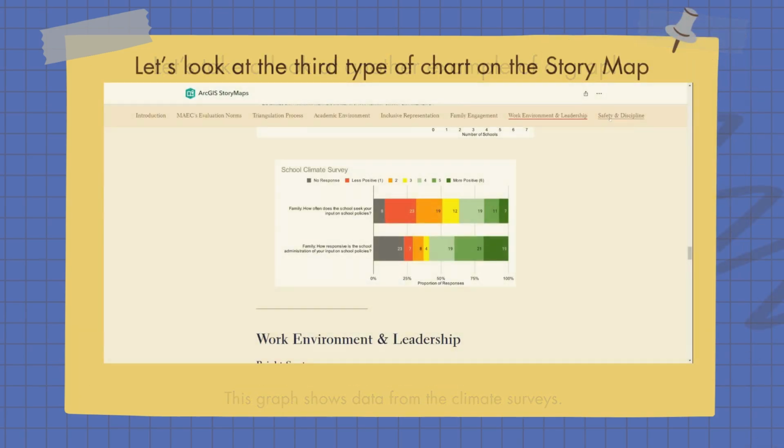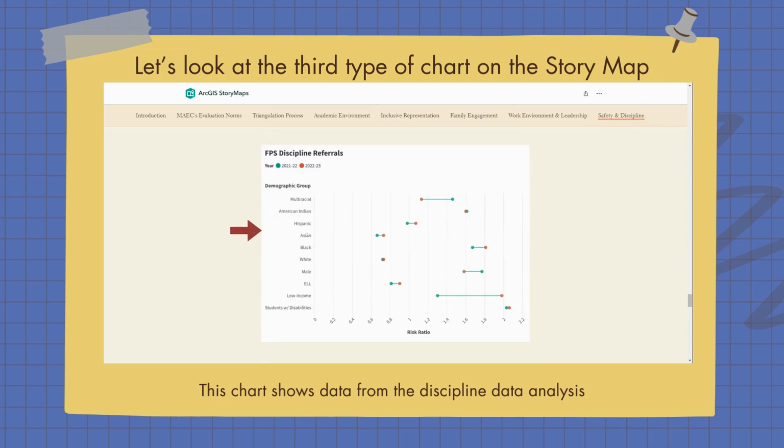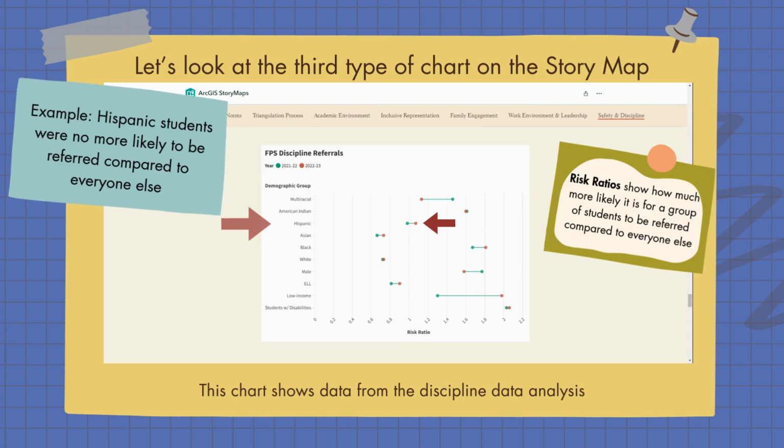Now let's look at the chart from the Discipline Data Analysis. This chart shows the different student groups in FPS schools and shows differences in discipline referrals, expressed as risk ratios, for these groups between 2 school years. Risk ratios show how much more likely it is for a group of students to be referred compared to everyone else. For example, for Hispanic students, their risk ratios for both years was about 1. This means that they were no more likely to be referred compared to everyone else.